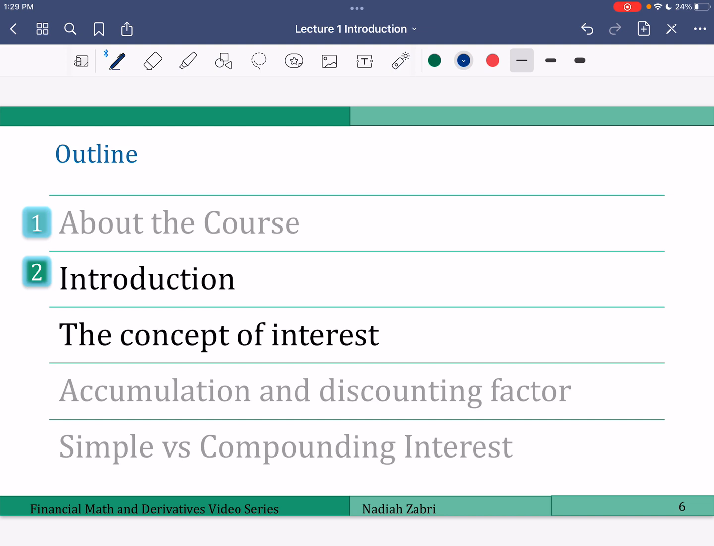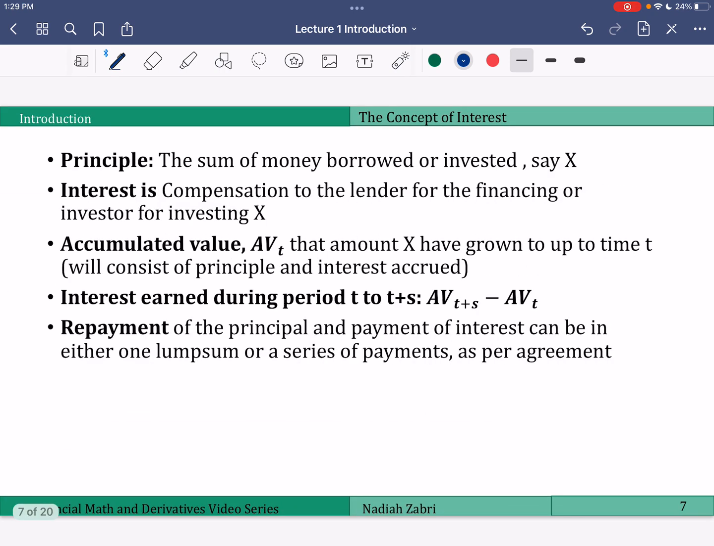Okay, let's begin. First, what is interest? Interest comes about when money is lent or invested for a compensation. The amount of money that is lent or invested is called the principal amount. Let's say our principal amount is X. The compensation that the lender gets for the financing, or the investor gets for the investing, is the interest.